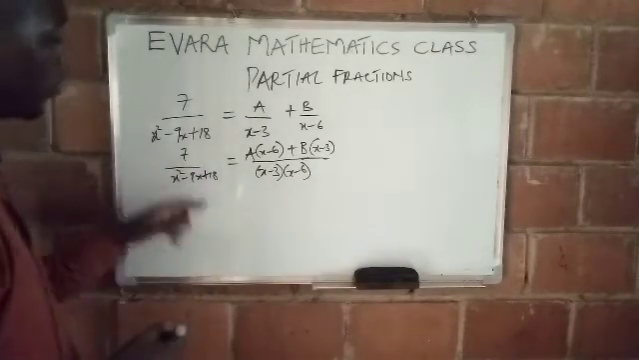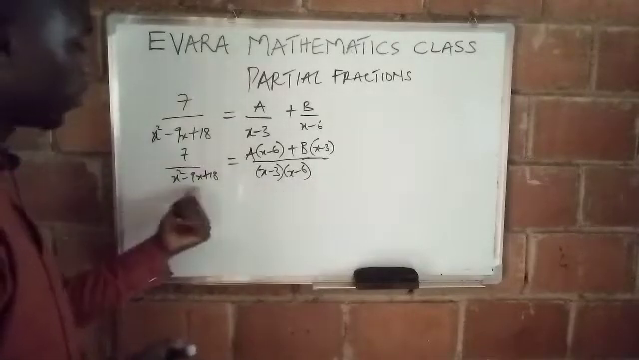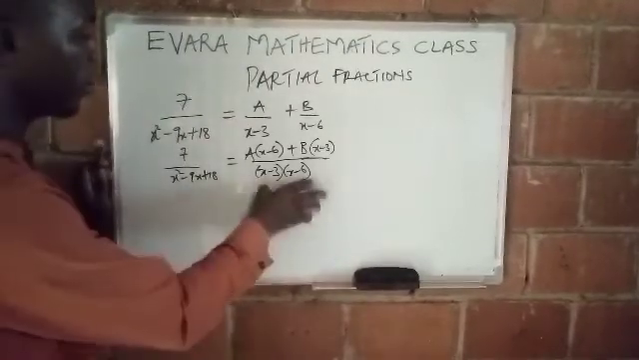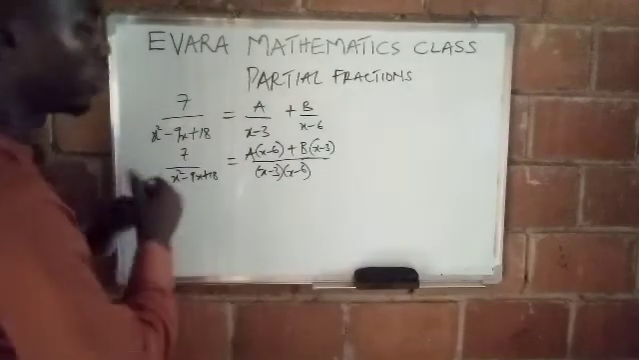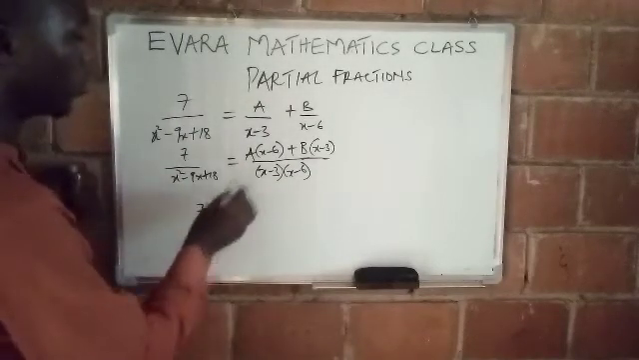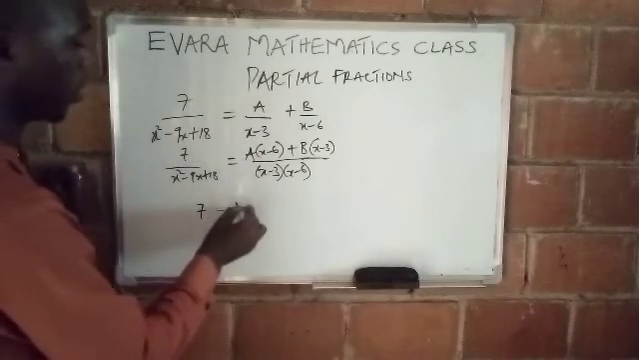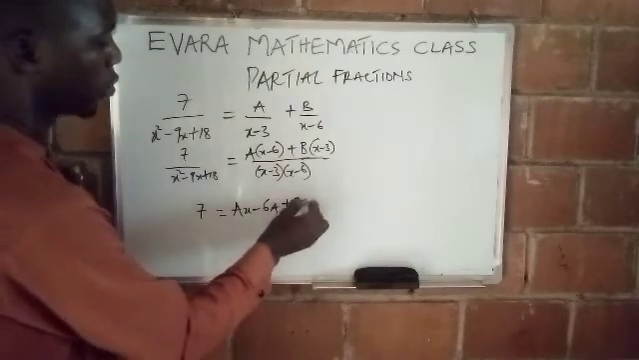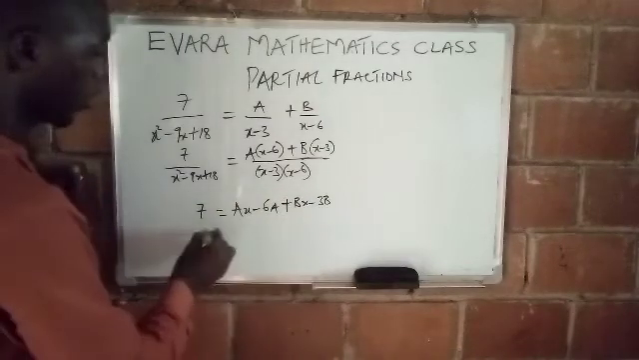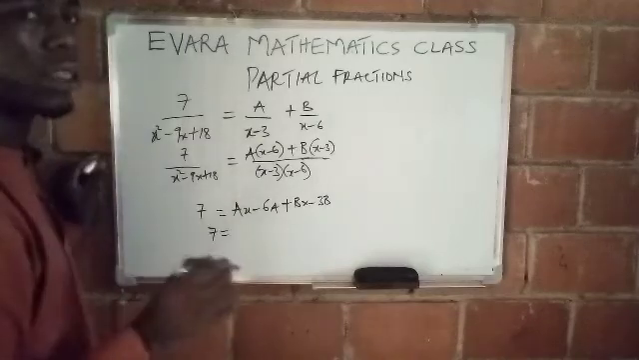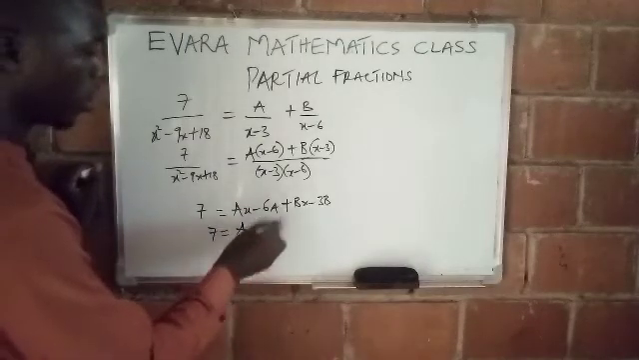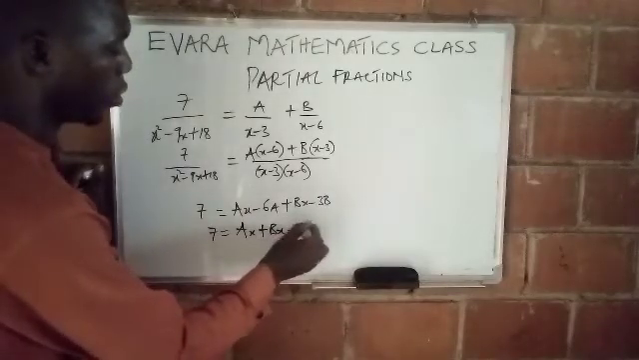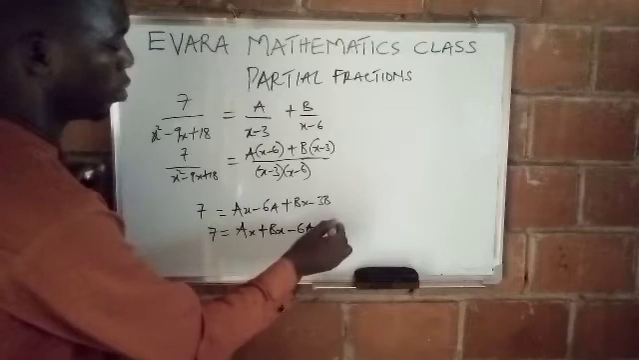So now the denominators are the same. Don't forget that this denominator here is still the same thing that we factorized here. So if the denominators are the same, then we can also equate the numerators. That means 7 is equal to, let's open this bracket, Ax minus 6A plus Bx minus 3B. So 7 is equal, collect like terms, Ax plus Bx, then minus 6A minus 3B.